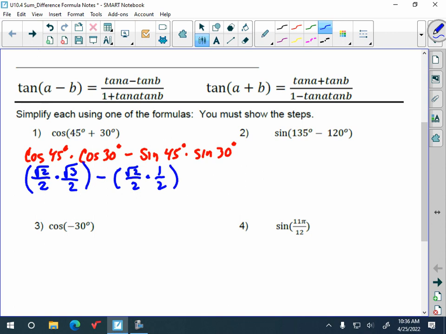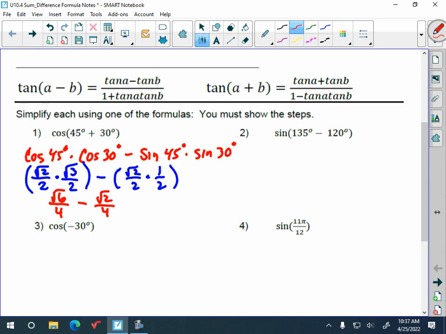All right, so now we're going to multiply the two fractions together. So root 2 over 2 times root 3 over 2. When we multiply fractions, we can multiply straight across. With radicals, the numbers underneath don't have to be the same. You can multiply numbers underneath together and numbers outside together. So this just becomes root 6 over 4, because 2 times 2 is 4, minus, okay, root 2 over 2 times 1/2 becomes root 2 over 4.